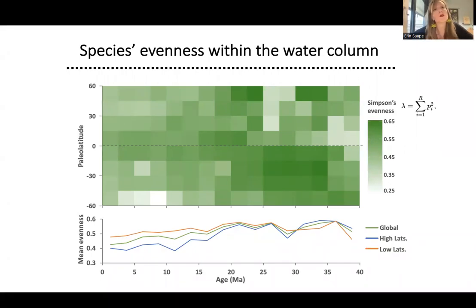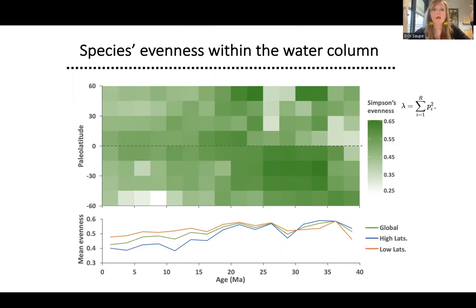And what we found was that our hypothesis was supported by evenness changes within the water column. So low latitude assemblages of species today are more evenly distributed vertically within the water column compared to assemblages at high latitudes. Again, this is not that surprising to anyone here, but assemblages exhibited more evenness across depths and across latitudes when the gradient was shallower millions of years ago.